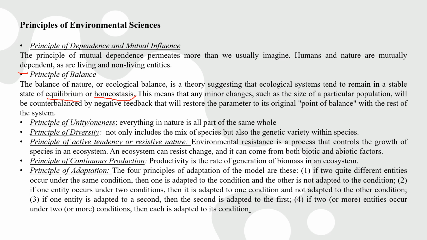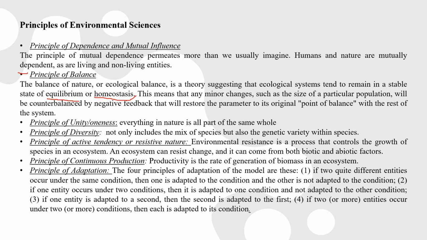This is called diversity. Now, principle of active tendency or resistive nature. So this is environmental resistance. It's a process that controls the growth of a species of an ecosystem. Ecosystem can resist change. It can confront both biotic and abiotic factors.